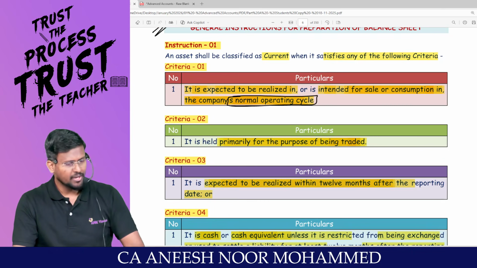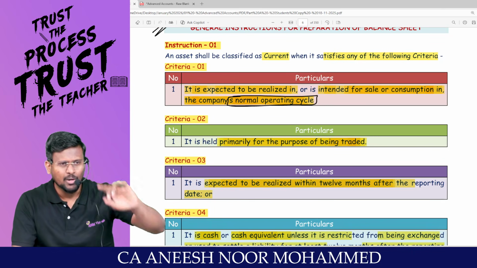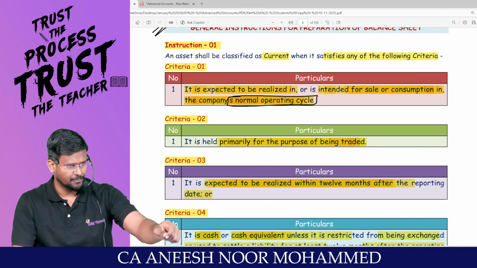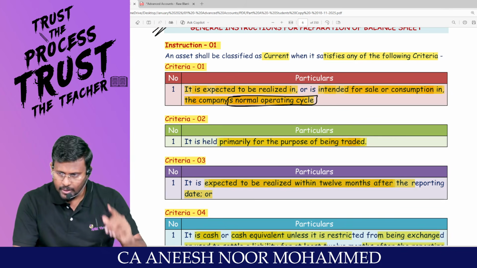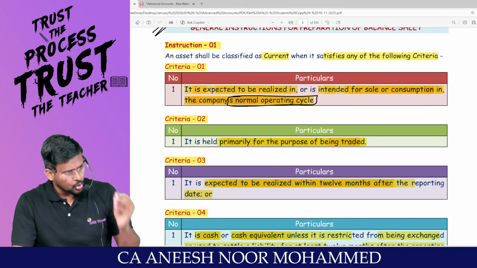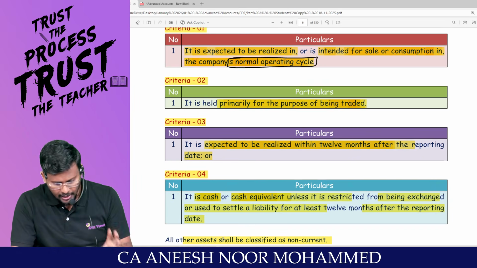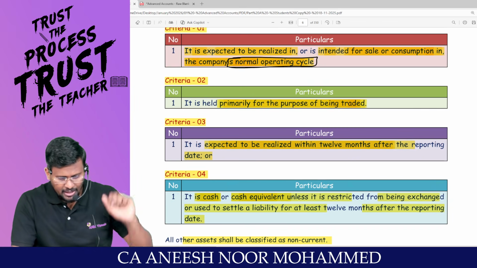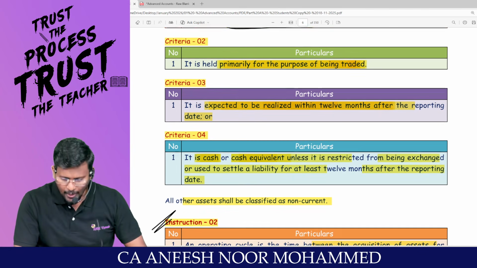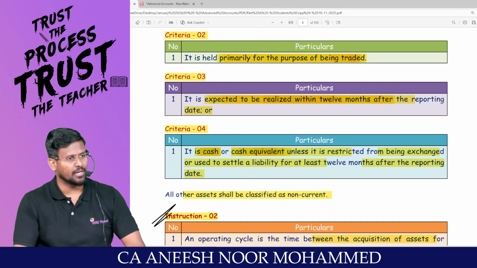Right? We have 4 criteria to treat an asset as a current asset. It should be recovered within the normal operating cycle. It should be mainly held for being traded. And it should be able to be realized within 12 months. It should be either cash or cash equivalent.